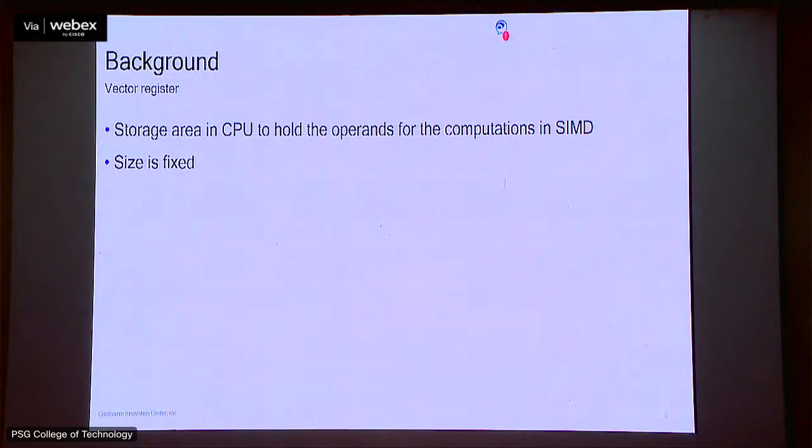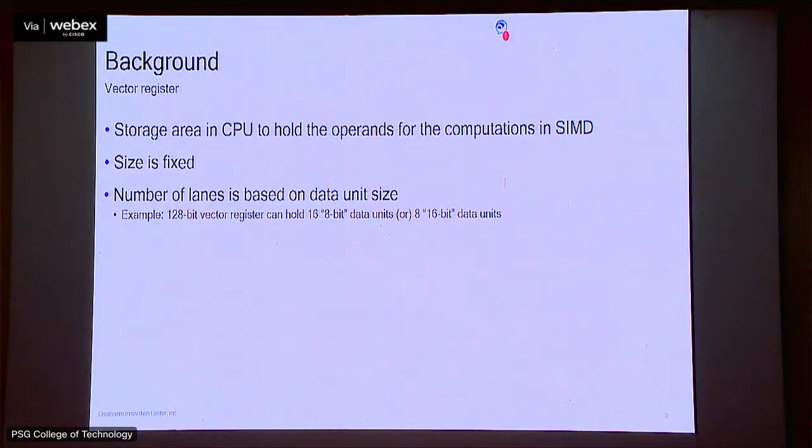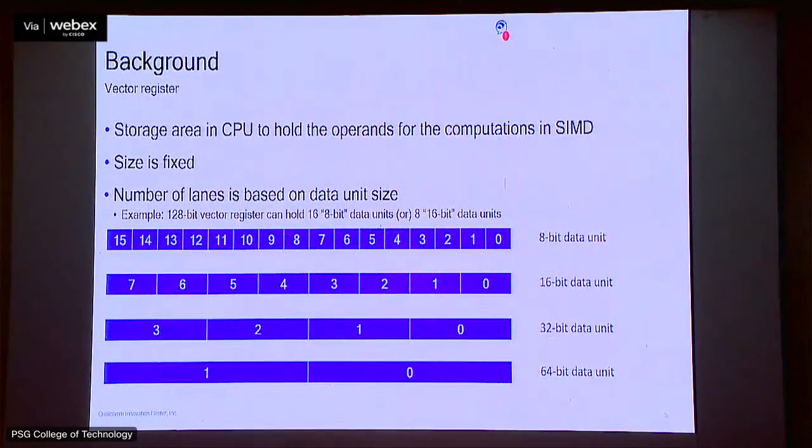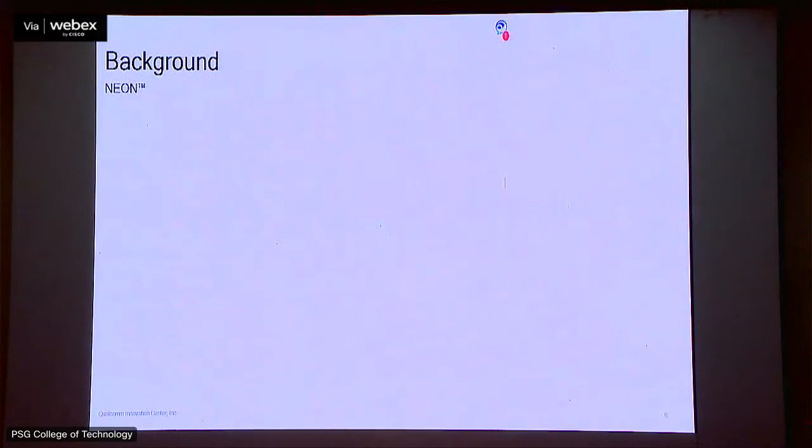So early hardware basically said, okay, the size of the register is 128 bits, and that's the first version of ARM I'll talk about in a minute. And then it said, okay, the size is 128 bits, and it can hold different kinds of data and different number of elements depending on the size of the type. Just to reiterate, a 128-bit register can hold 16 8-bit data units or 8 16-bit data units. Which means that if you're operating on smaller type elements, you'll probably get better performance than if you're operating on bigger type elements. This is just a pictorial representation of how a 128-bit register can hold different kinds of data.